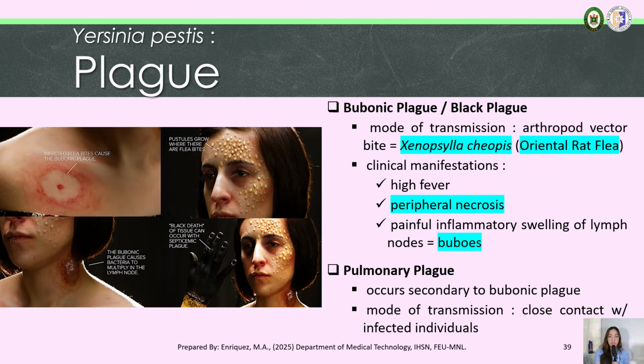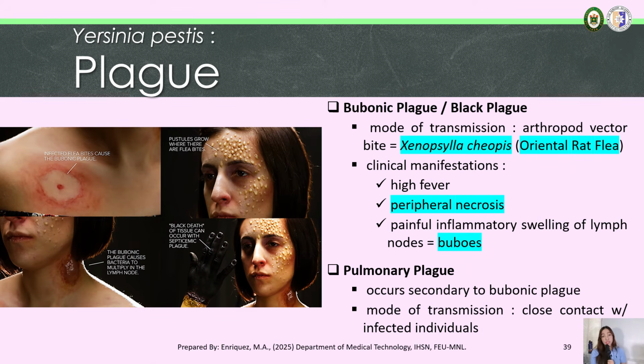There are two forms of the plague caused by Yersinia pestis. First is the more popular bubonic plague, and unlike all the other members of Enterobacteriaceae, ang mode of transmission po nito is not via ingestion, but rather it is acquired from being bitten by an infected flea belonging to the species Xenopsylla cheopis. So this photo shows us the clinical manifestations, and if you would direct your attention to the bottom right image, kaya po ito tinawag na Black Death because it causes necrosis of the tissues, turning it black once the infection has reached the septicemic stage.